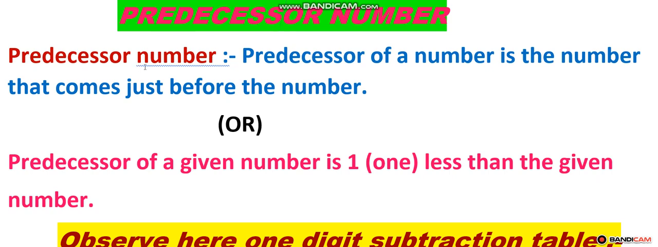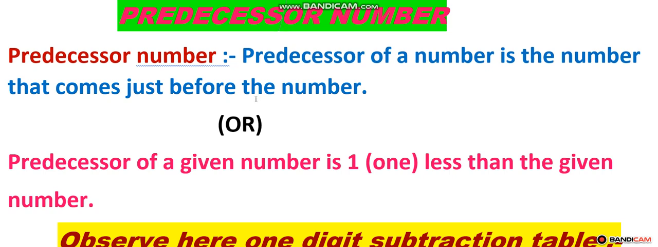See, predecessor number. What is predecessor number? Predecessor of a number is the number that comes just before the number. Have you heard this word, just before number? Yes, you heard in the earlier classes about before number. Yes, 5 before. Just before 5, 1 2 3 4 5.